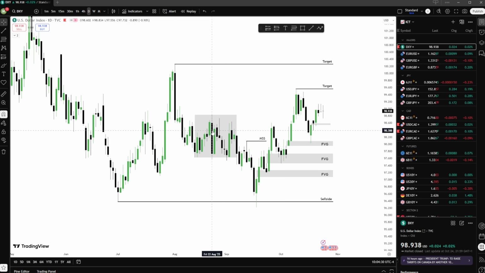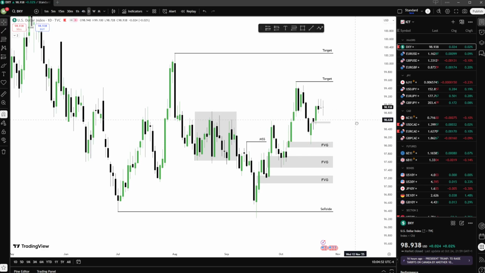Now, we did mark out this initial consolidation right here, which has been hit. That was the target that's been met. We did have a market structure shift here where we displaced convincingly through this swing high, external range, come back to internal range, the fair value gap, and then go again. Same thing, broke external range here, come back down, tapped the fair value gap, and then we are now making our way higher.